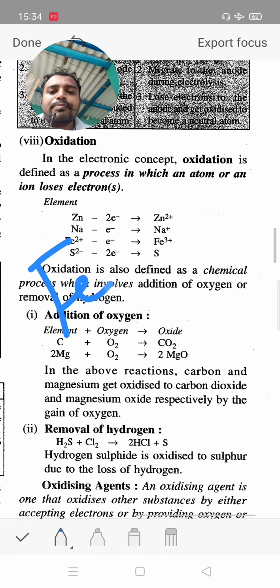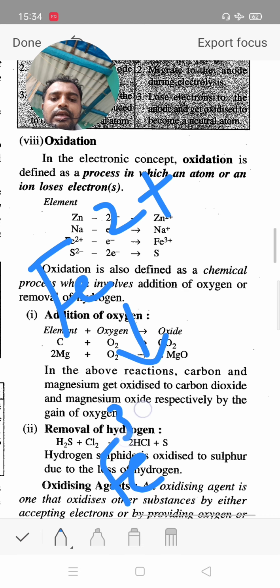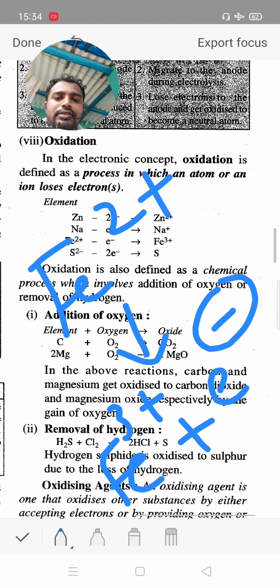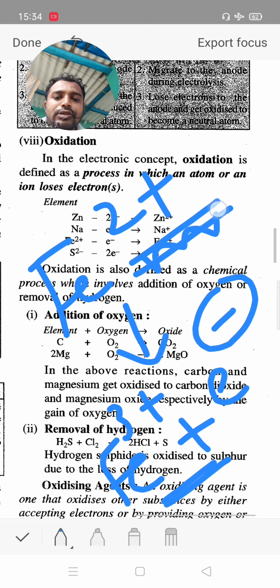Next, Fe2+ converted into Fe3+. In this also there is loss of electron, meaning it is oxidation. The oxidation number increases from +2 to +3. This is an oxidation process, meaning loss of electron or increase in oxidation number, +2 converting into +3.